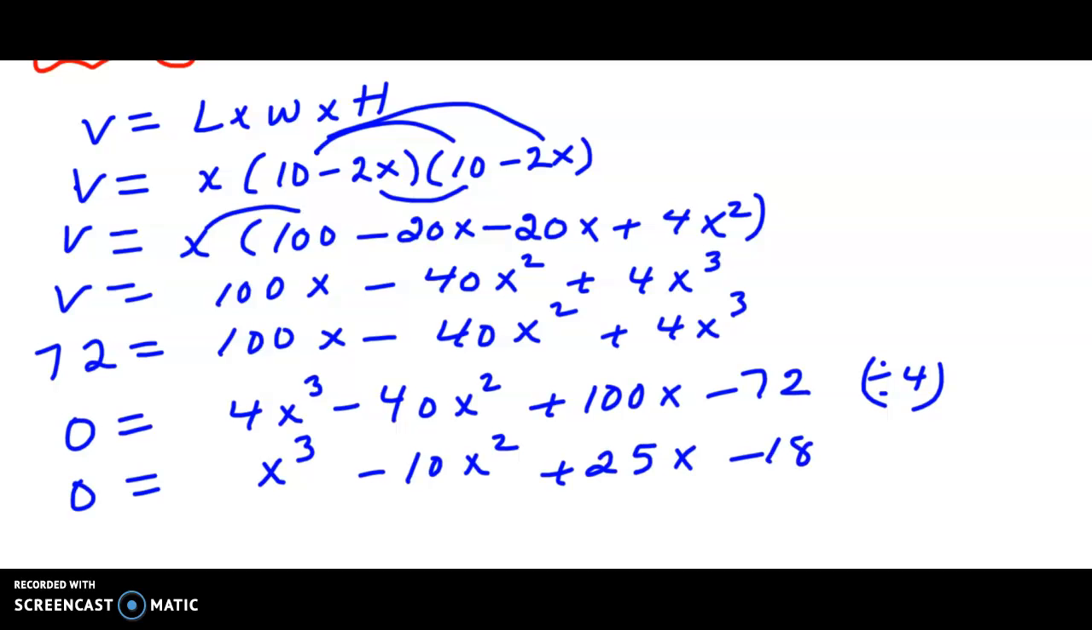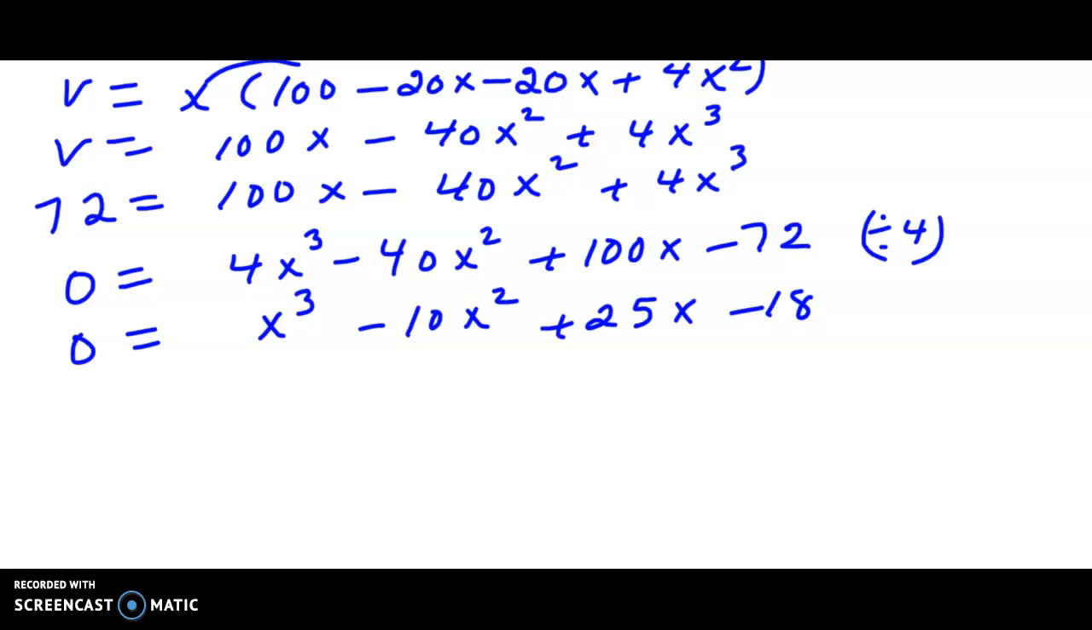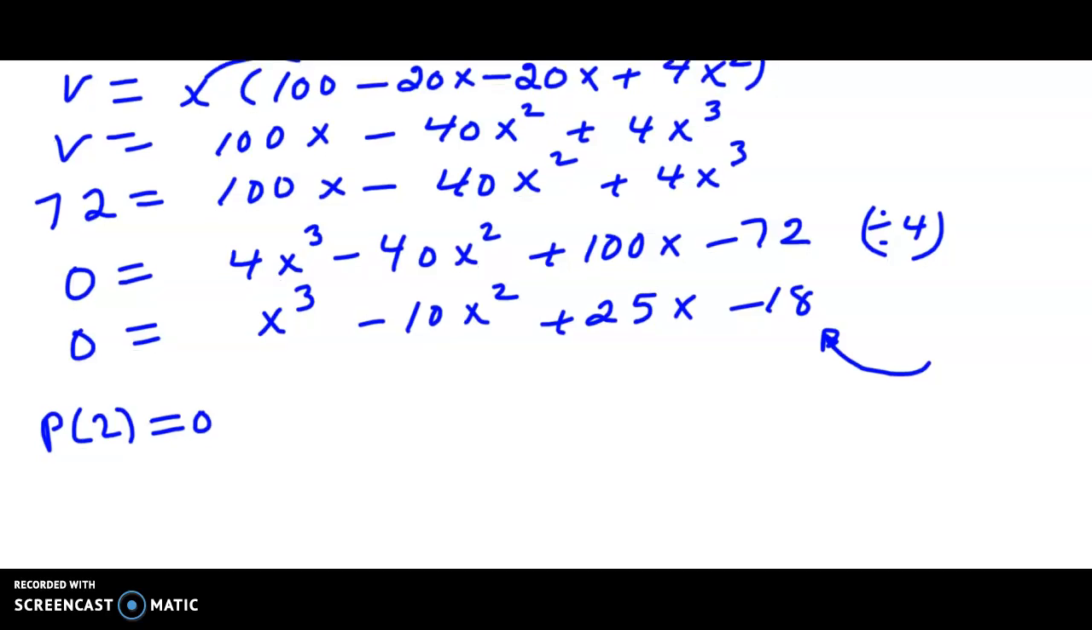So now you're back to factoring a cubic, which was the previous section. So we need to look at some possible factors of 18 to see through synthetic which one would work. So you make your list, and I know that 2 will work. So my possible factor of 2, if I substitute it in, will give me 0.